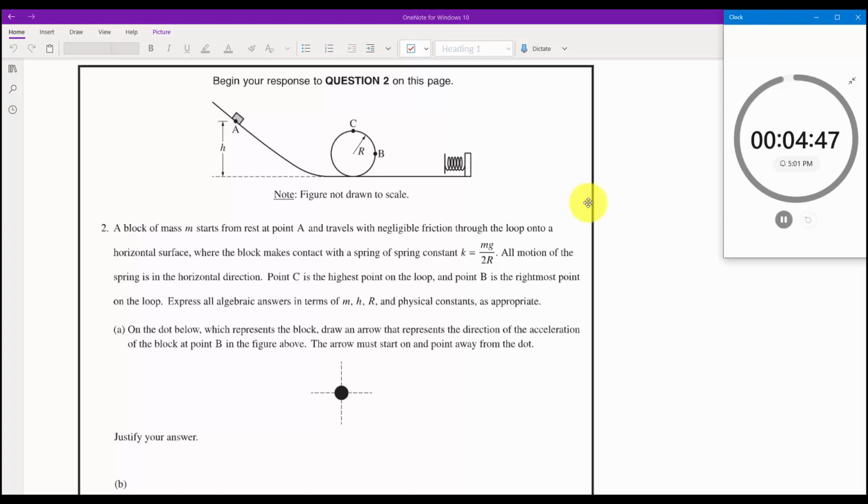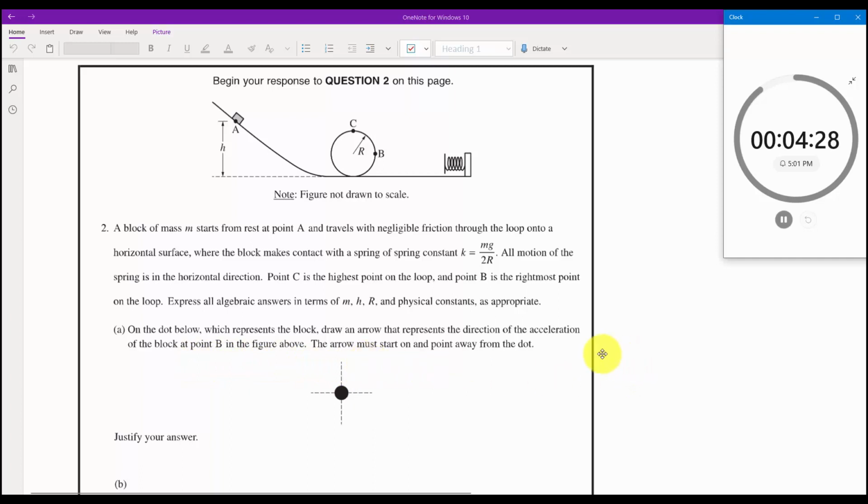The spring constant K equals a weird thing. All motion of the spring is in the horizontal direction. Point C is the highest point of the loop, and B is the rightmost point of the loop. All answers in terms of the algebraic quantities. On a dot, which represents the block, draw an arrow to represent the direction of the acceleration of the block at point B in this picture.